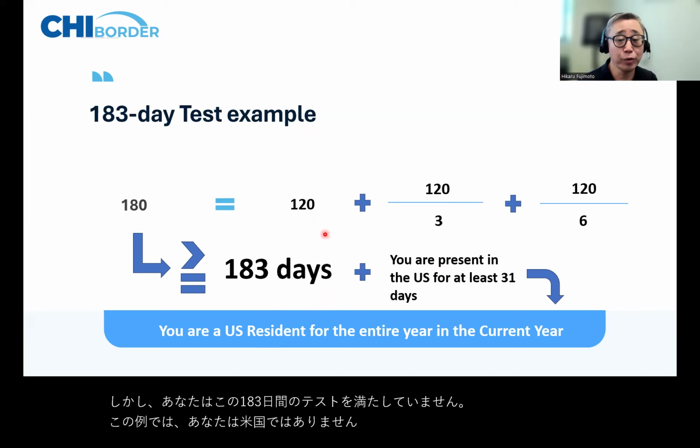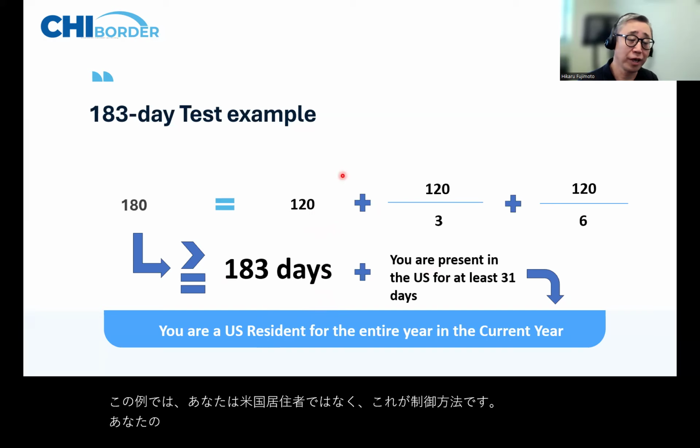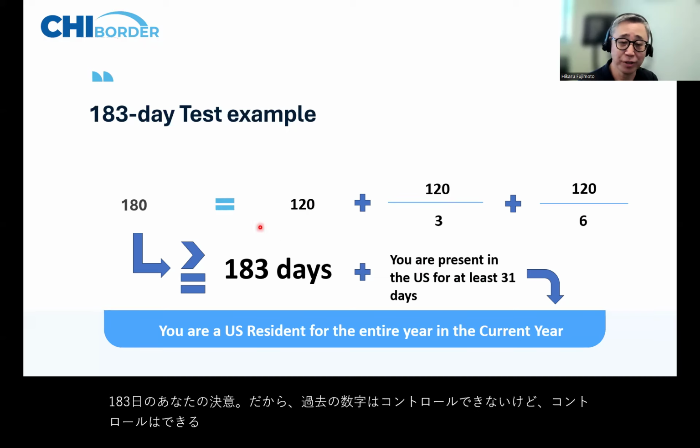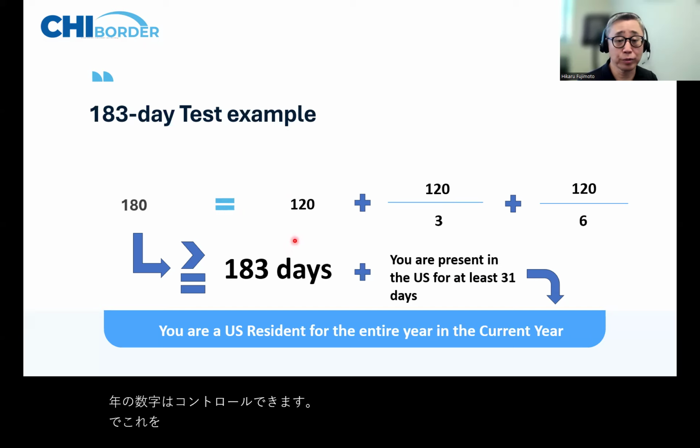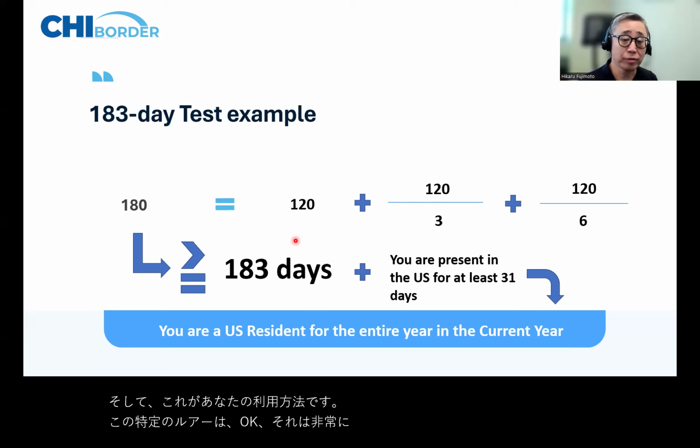And this is how you control your determination of 183 days. So you can't control past numbers, but you can control current year's numbers. And this is how you utilize this particular rule, okay? It's a very simple way to determine if you are resident or not.